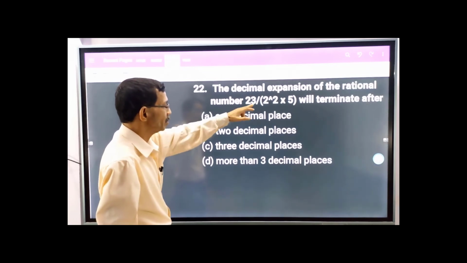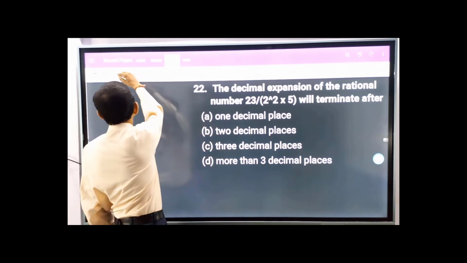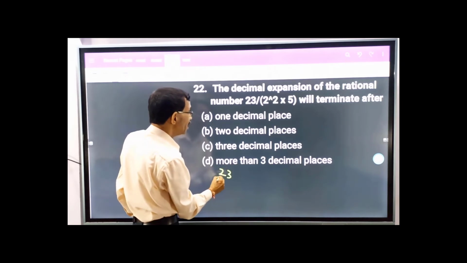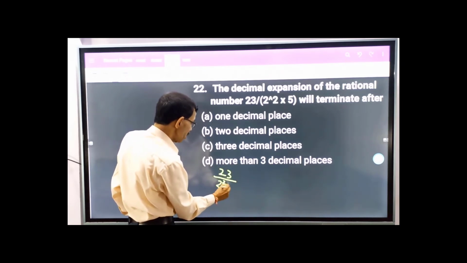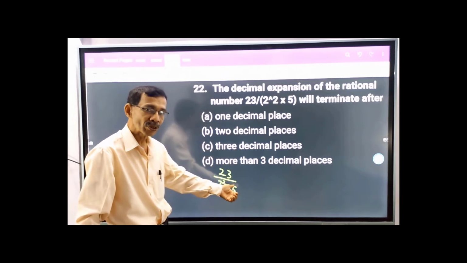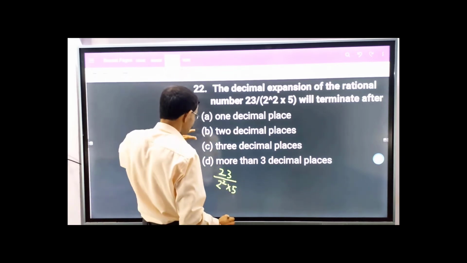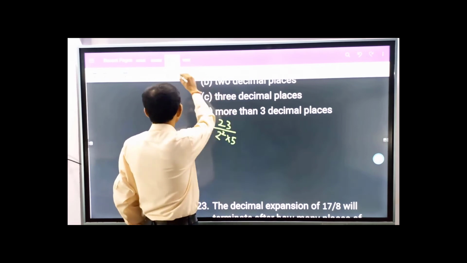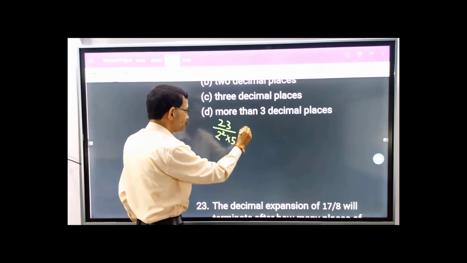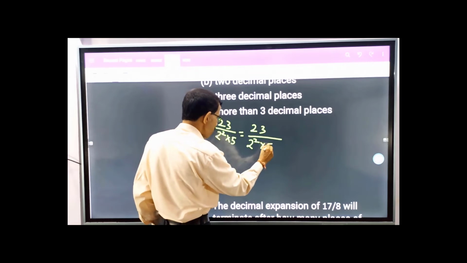The decimal expansion. Let's solve this question. This is 23 divided by 2 raised to 2 into 5. This is 2 raised to m multiplied by 5 raised to n form. Now, this further I can simplify. This is 23 over 2 raised to 2 multiplied by 5.